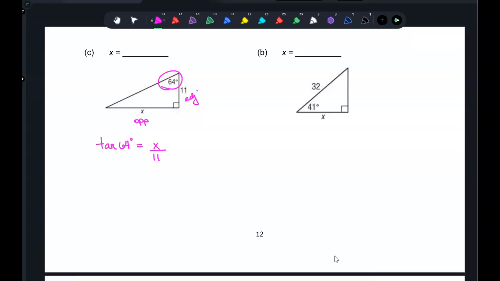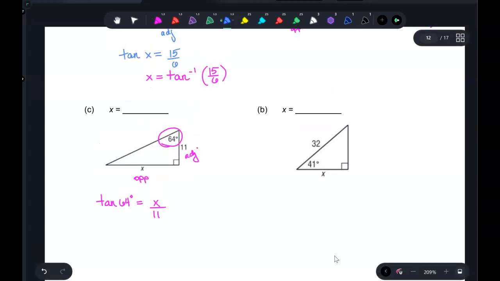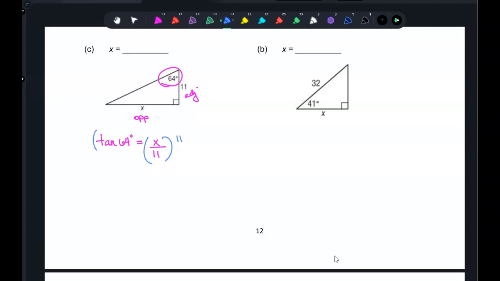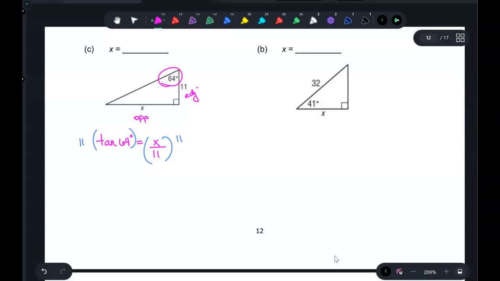Isn't it tan of x? No, sine, cosine, and tangent are of the angle. Wait, I forgot how to do this. How do you isolate x? Multiply both sides by 11. So x equals 11 times tan of 64, which equals 22.5. 22.6.